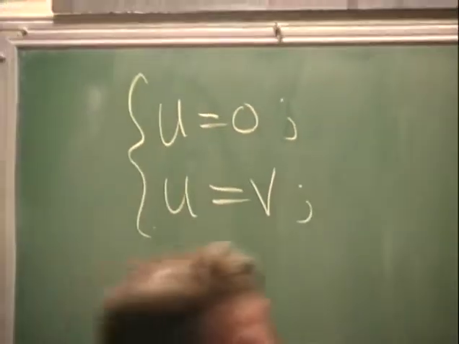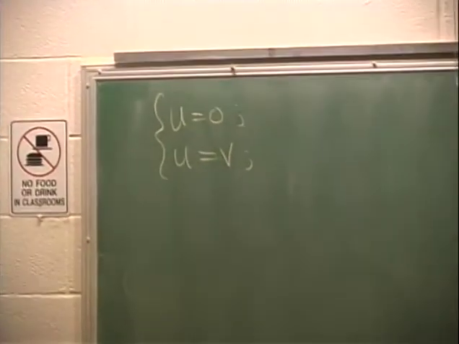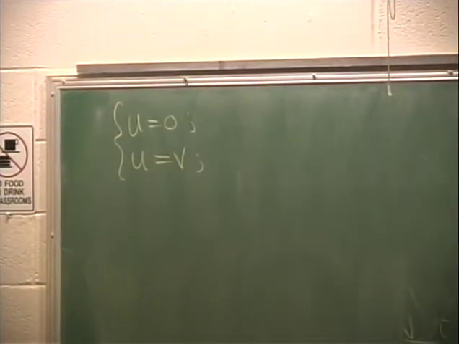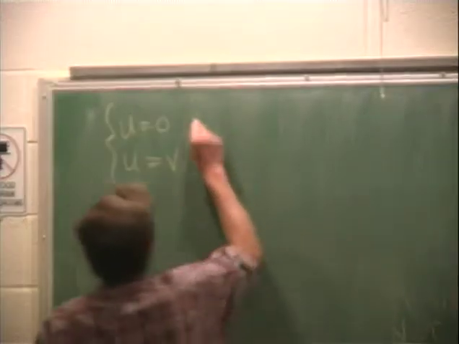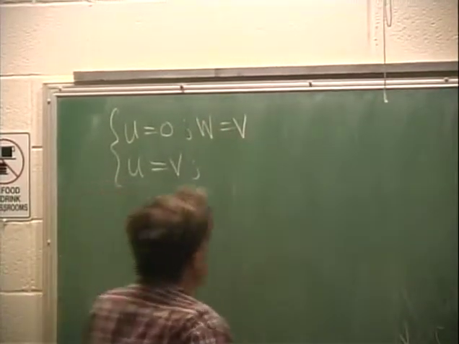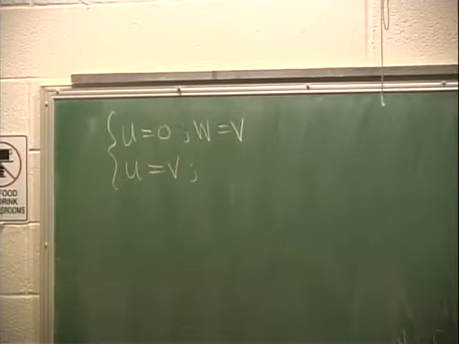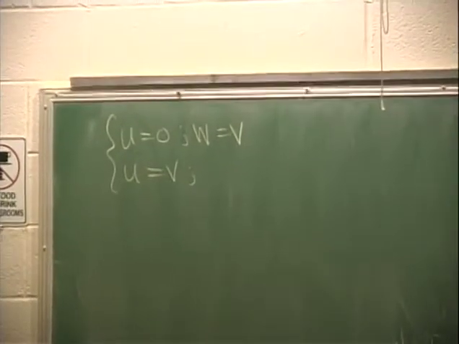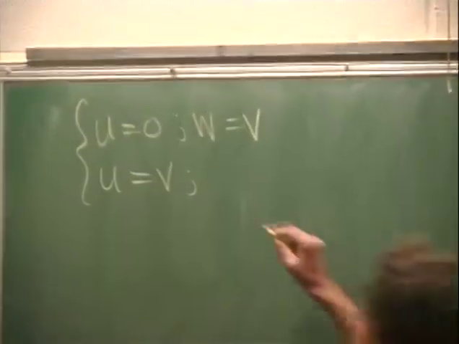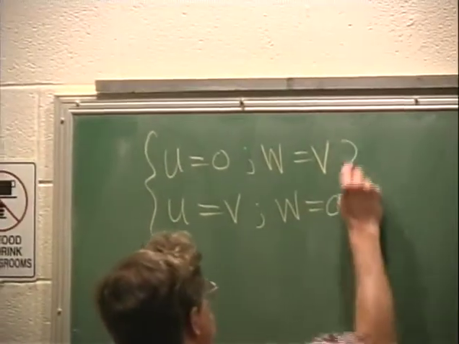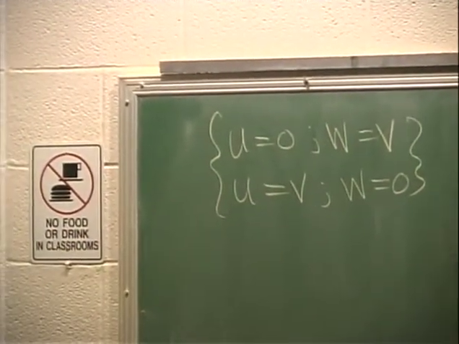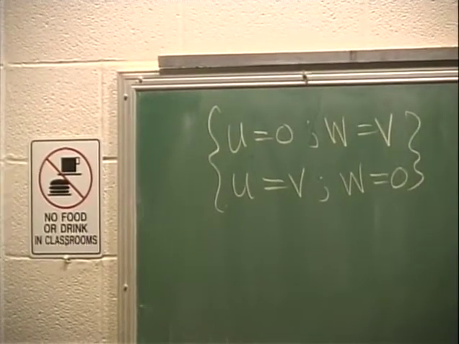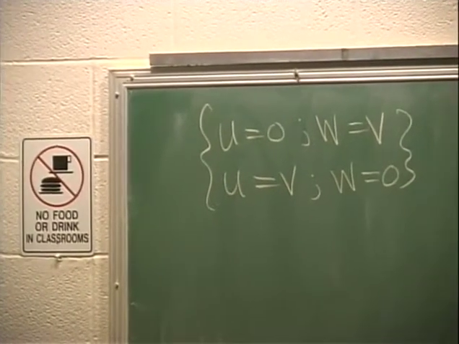If u is equal to 0, then what is w? W is v minus u, so that would be w equals v. If u is equal to v, then what is w? 0. So, two possible solutions. Now I look back at the original problem and try to figure out which one of those is the right solution.